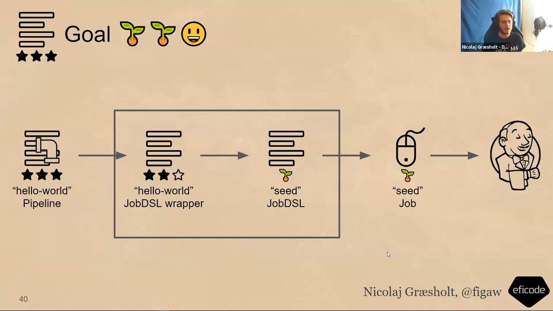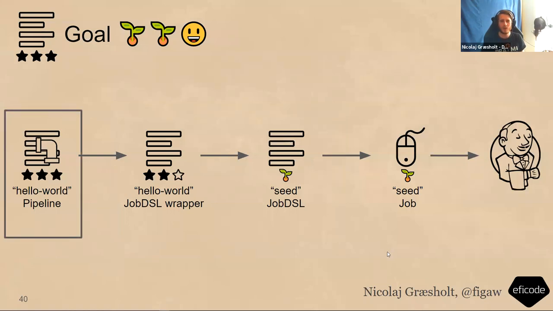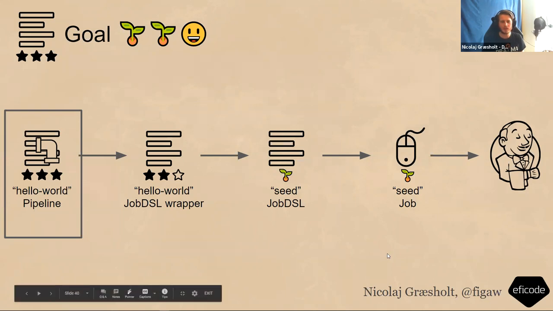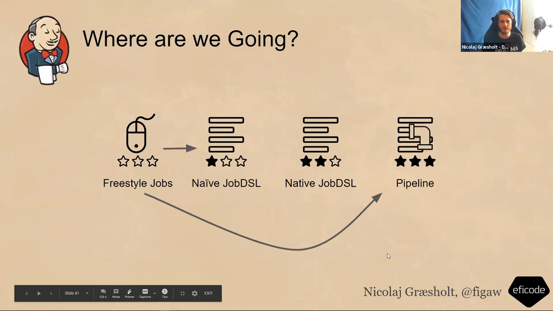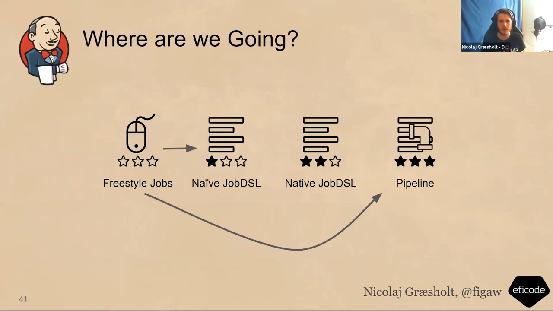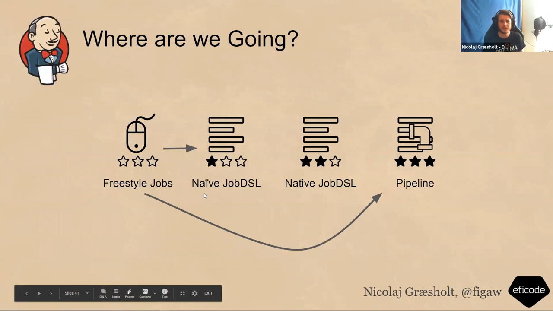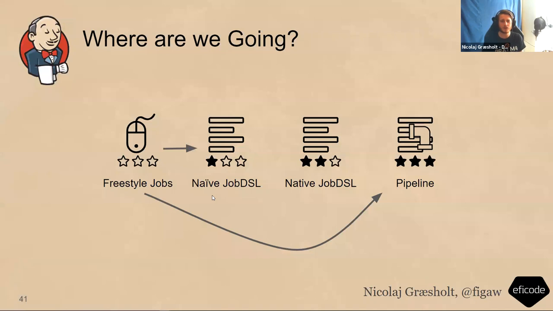So, talking about the Hello World pipeline. I'm assuming that you already have a number of manually configured freestyle jobs that you would like to have as pipeline, or maybe you already have some JobDSL that you would like to have as pipeline. In this talk, I'm going to show you how to get the freestyle jobs as naive JobDSL. And afterwards, I'm going to show you how to get the freestyle jobs as pipeline.